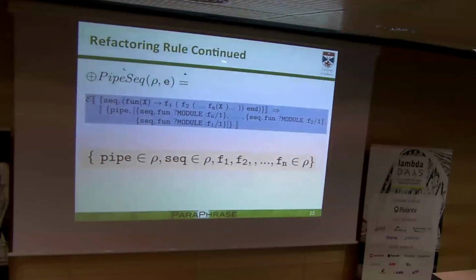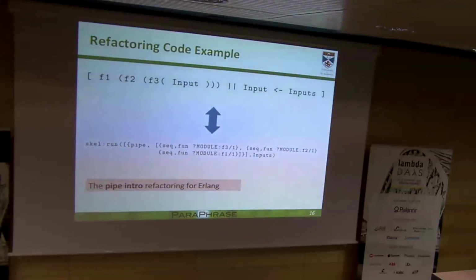Just another example here, I've got something a bit different. In this example, I've got an already existing skeleton, and I want to rewrite that skeleton into a pipeline. So this rule just says if I match something that looks like this, I can rewrite it into this pipeline. And then again, I have some conditions here. So this transformation will only proceed if these conditions are met.